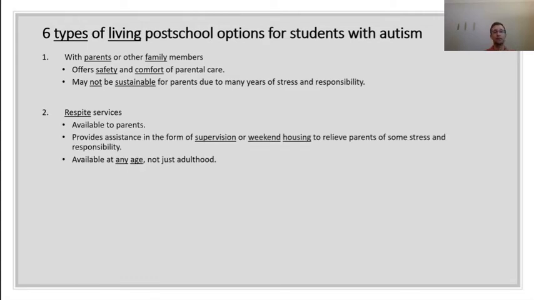Now, respite services is another type of living post-school option. It's available to parents. And it provides assistance in the form of supervision or weekend housing to relieve parents of some stress and responsibility. It's available at any age, not just adulthood. So in other words, children who are receiving early intervention services, their parents can get respite services. Same with older children, teenagers. This is really the purpose of this, to provide parents with some relief.